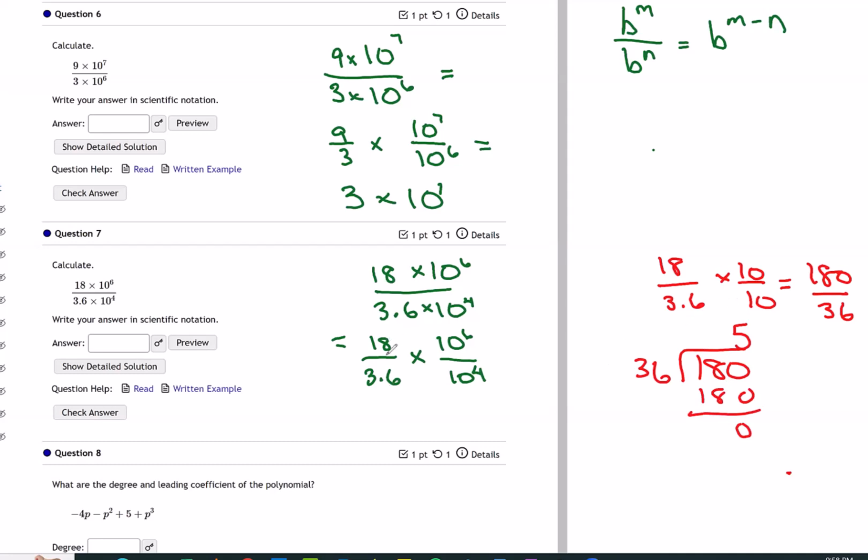So 18 divided by 3.6 is equal to 5 times 10, and then we're going to use the same rule because we have division and our bases are the same. 6 minus 4 is 2. That's my answer, 5 times 10 squared. And that's really all there is to scientific notation.